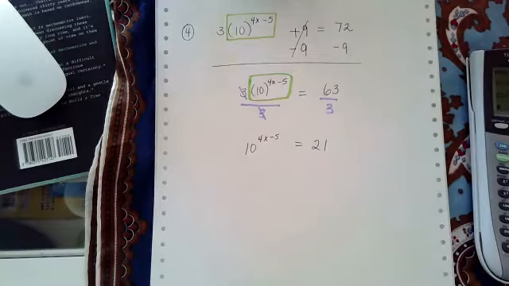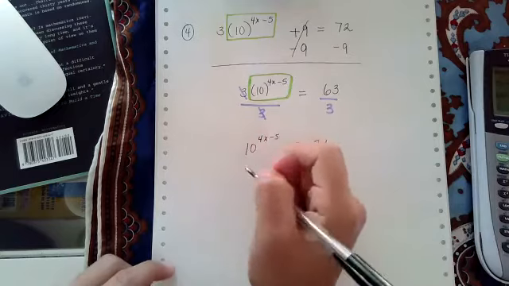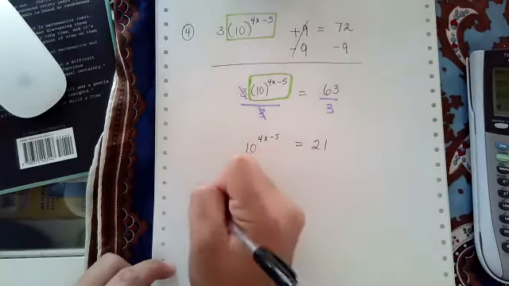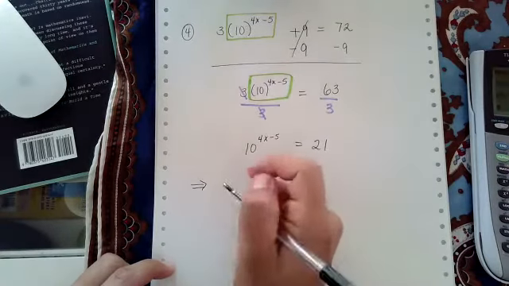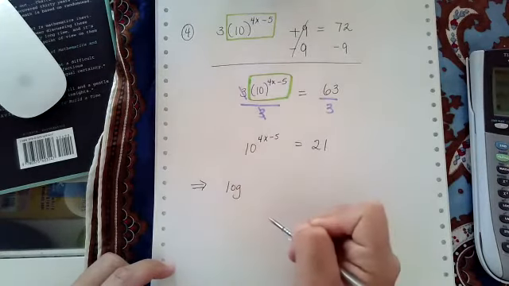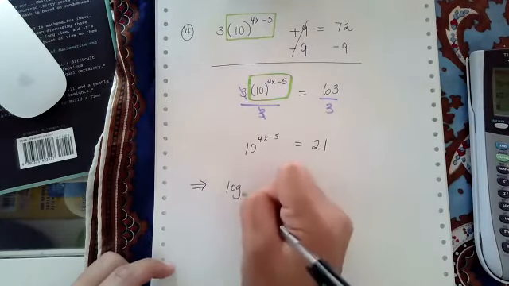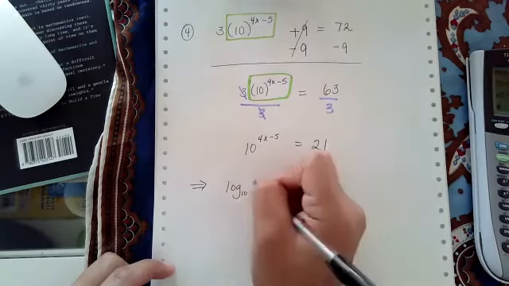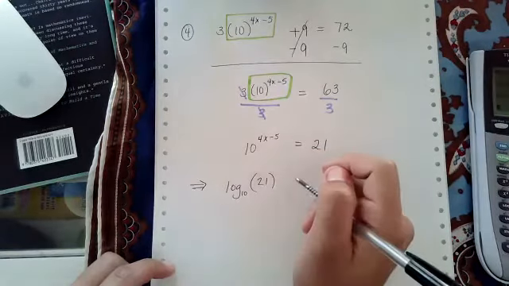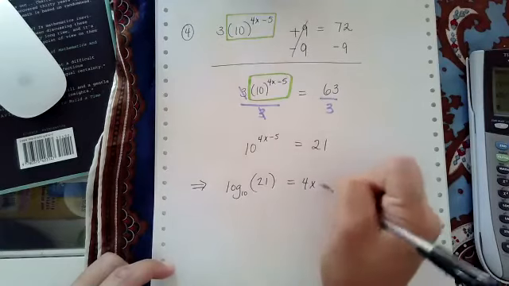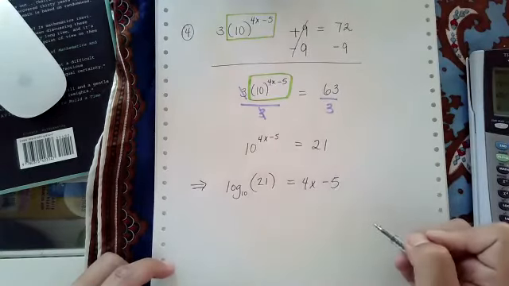So now what is the next step? Convert to log form. Yeah. So what would I write down to convert that to log form? I'll write log for sure. Log base 10 of 21 equals 4x minus 5. Yeah.